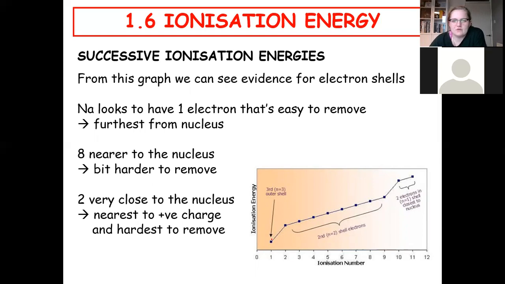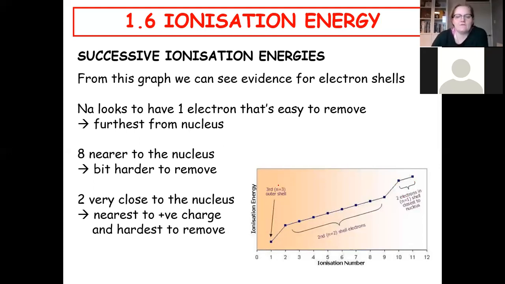So that is showing us that there would be 1 electron in this 3rd outer shell. So the further away you are from the nucleus, the easier it is to lose the electron. So 8 nearer to the nucleus, they're a bit harder to remove. So this would give us evidence for our 2nd shell. They're harder to remove than the first one. And we have this about 4,000 kilojoule per mole jump up to the 2nd ionisation energy. And then we have this final jump. So the 2 very close to the nucleus are the nearest electrons to the positive charge, and so they are the hardest to remove, so they have the highest ionisation energy.